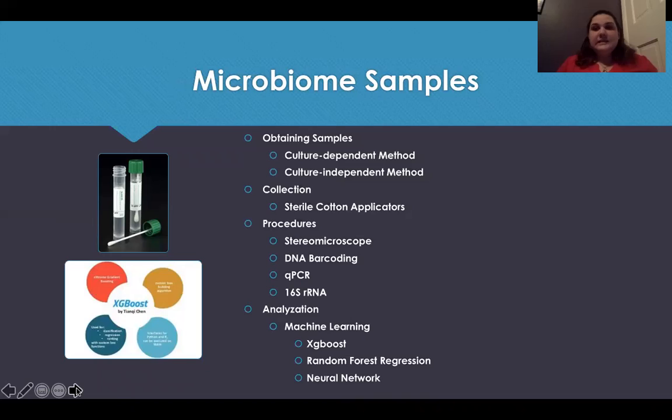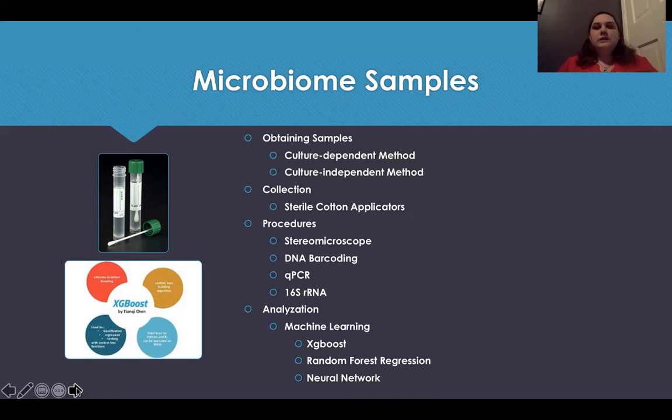To collect these samples, they use a sterile cotton applicator, and they swab this over the site of interest, and then they preserve it by putting it back into a tube, such as a capture tube. Procedures that are used include the stereomicroscope, with which they look at the microorganisms under the microscope and are able to taxonomically identify them that way.